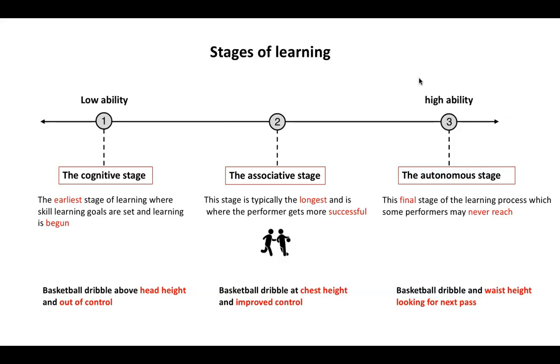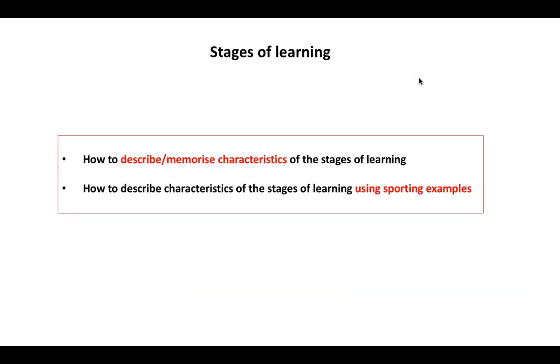So this is just a really short bit of the stages of learning. We've got the cognitive stage, the associative stage, and the autonomous stage. They're the three stages of learning that we need to be aware of. Our first focus for today is going to be describing and memorizing characteristics of the stages of learning.